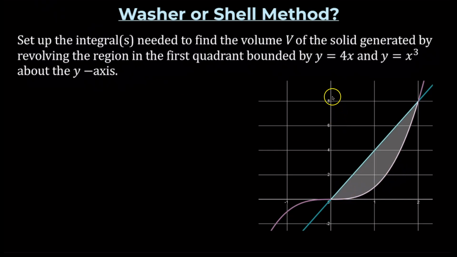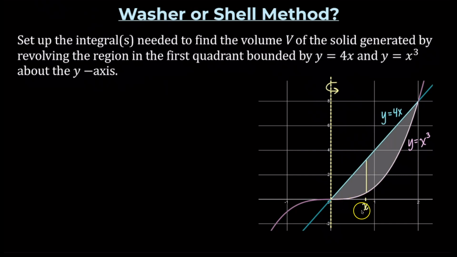Let's remind ourselves we're revolving about the y-axis, and I'm also going to label each of my graphs. Let's visualize taking the region and rotating it around the y-axis. For this example, I would say the washer and the shell method have about the same level of difficulty. So let's start by visualizing a sample shell.